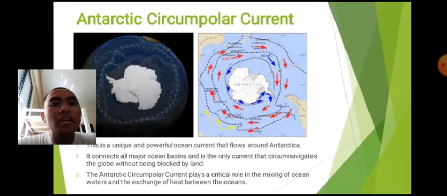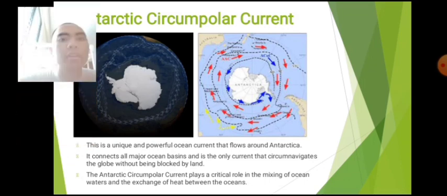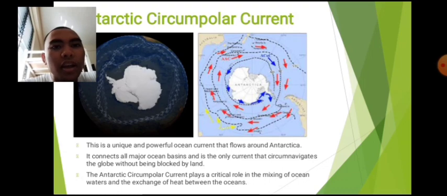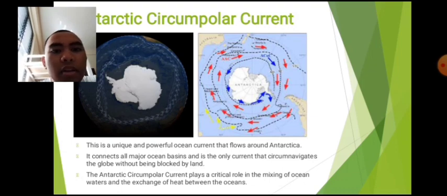Next is the Antarctic Circumpolar Current. This is a unique and powerful ocean current that flows around Antarctica. It unites all major ocean basins and is the only current that circumnavigates the globe without being blocked by land.